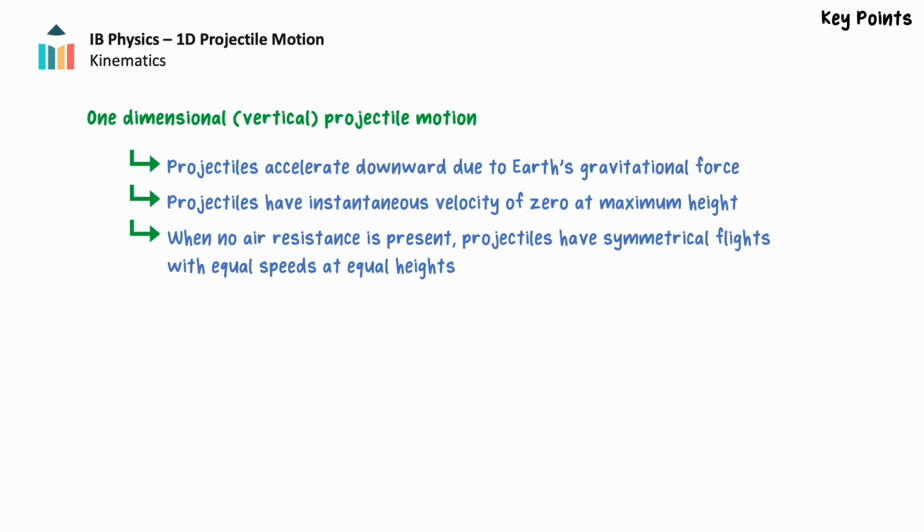That wraps up our introduction to projectile motion in one dimension. All projectiles accelerate downward due to the Earth's gravitational force and have an instantaneous velocity of 0 at their maximum height. When no air resistance is present, projectiles have symmetrical flights with equal speeds at equal heights. We can use our formulas for uniform acceleration to solve problems involving one-dimensional projectiles.